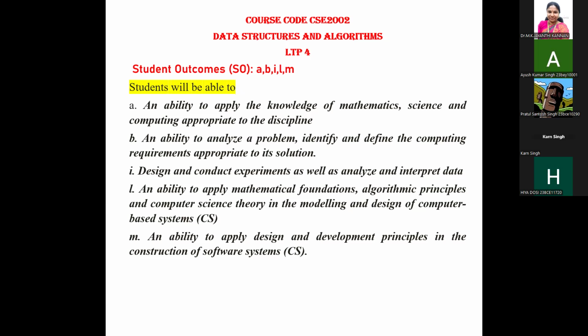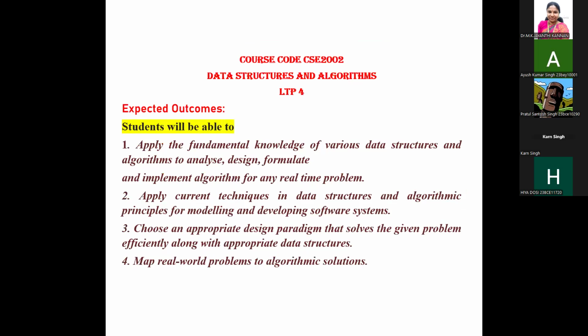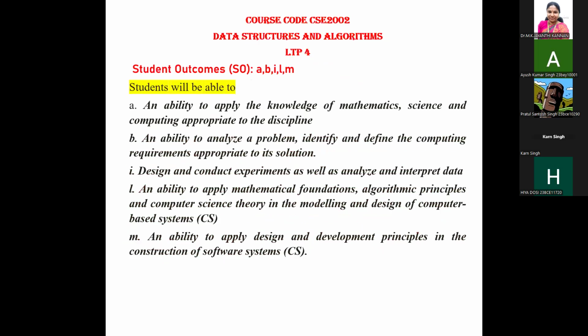So these are the five student outcomes expected from the subject data structures and algorithms. So anybody can say what is this CO, that is course objectives, student outcomes, SO, expected outcomes, that is specific expected outcomes, CO, PO, and SO. What is this? Why are those things associated with the subject? Can anybody say?